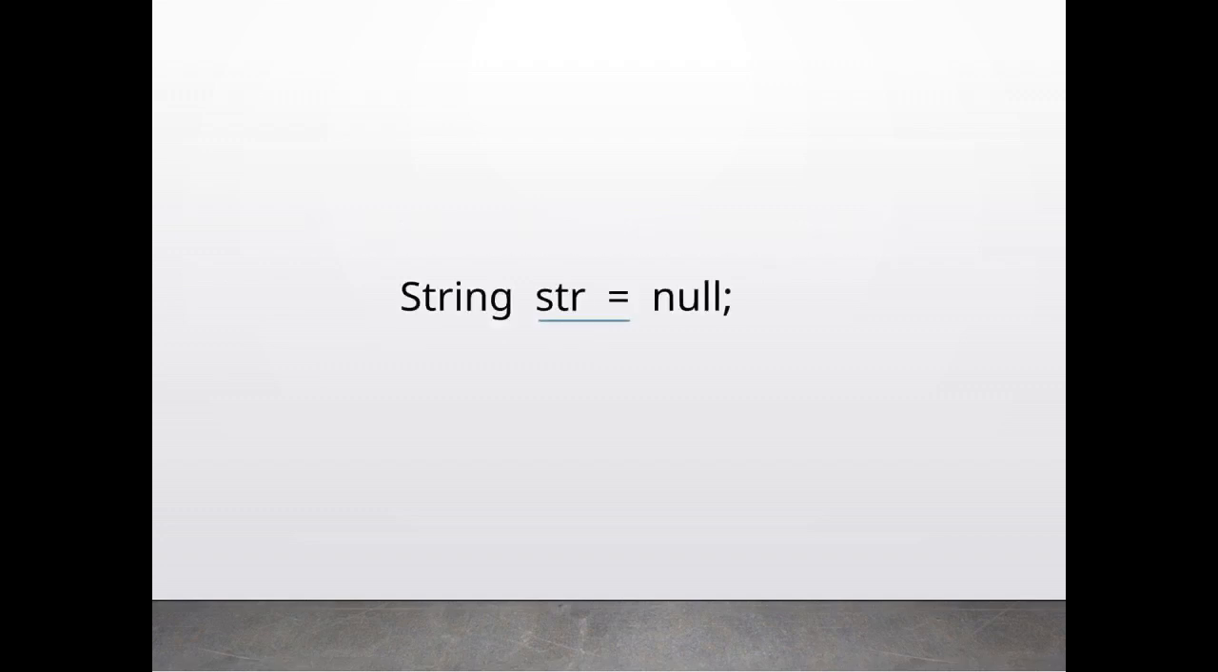Let's look at this line of code. Here, I am declaring a reference variable str of type string. But instead of pointing to an actual string object in the heap, it is assigned the value null. That means, right now, str is not pointing to anything, it's just empty.